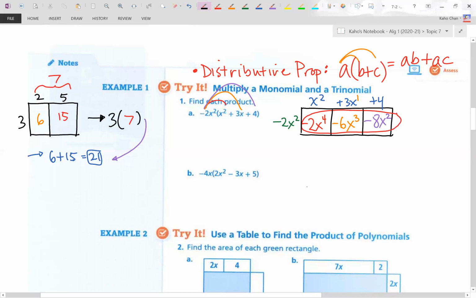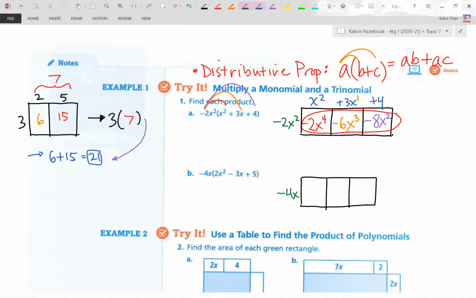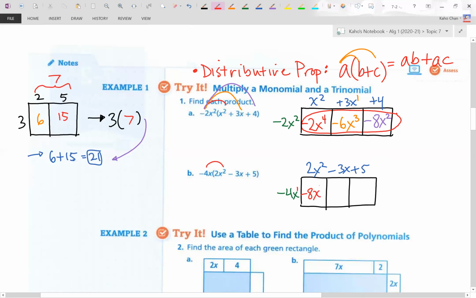Second problem. Let's do a box again to represent the distributive property. We have negative 4x on one side, and of course, 2x squared minus 3x plus 5 on the other side. Let's go ahead and distribute. Here we go. Negative 4x times 2x squared. Now, negative 4 times 2 is negative 8. The x part is x to the first times x squared, which is x to the third, because 1 plus 2 is 3.